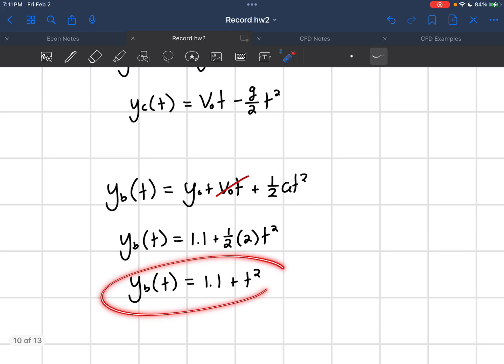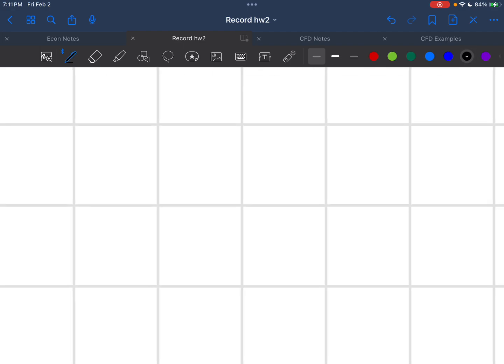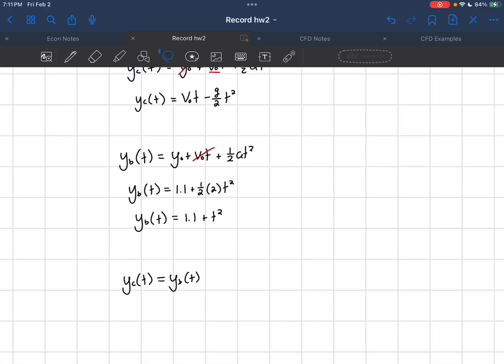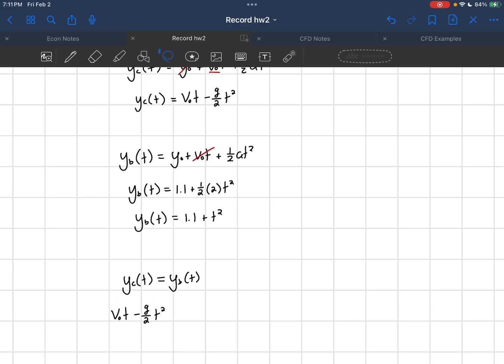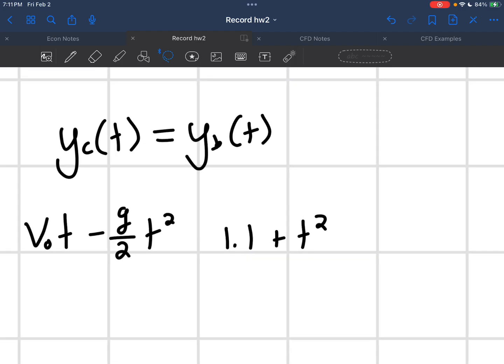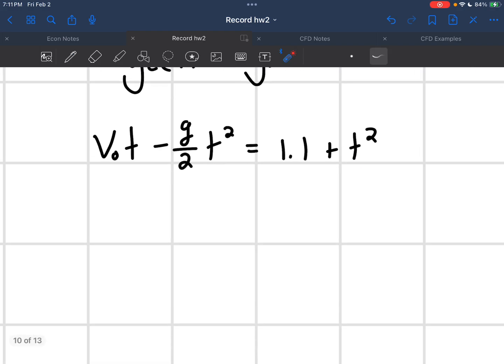So now if I want to find the time when their positions are the same, I'm going to take my equations and set them equal. So essentially I'm saying that yc of t equals yb of t. So I take my expression for yc of t, and I'm just going to copy it so I don't have to rewrite it. Move it down there. And I take my equation for yb of t, and I set them equal. Now all that's left to do is solve for t.